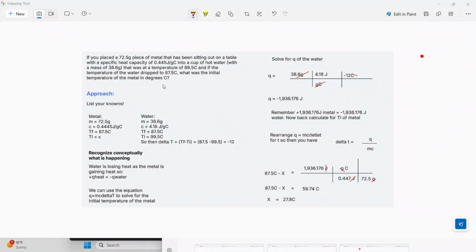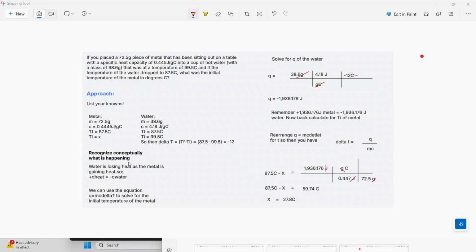So first things first, when you see a bunch of numbers and units, it's just good to know what you have. List your knowns. So the metal, they gave us the mass, the specific heat capacity, the final temperature. What we need to find out is the initial temperature. Fair enough. And then the water, they gave us everything we need. The mass, the specific heat, both temperatures, and we find that the delta T, or the change in temperature, is negative 12 degrees Celsius. I forgot to put the unit there.